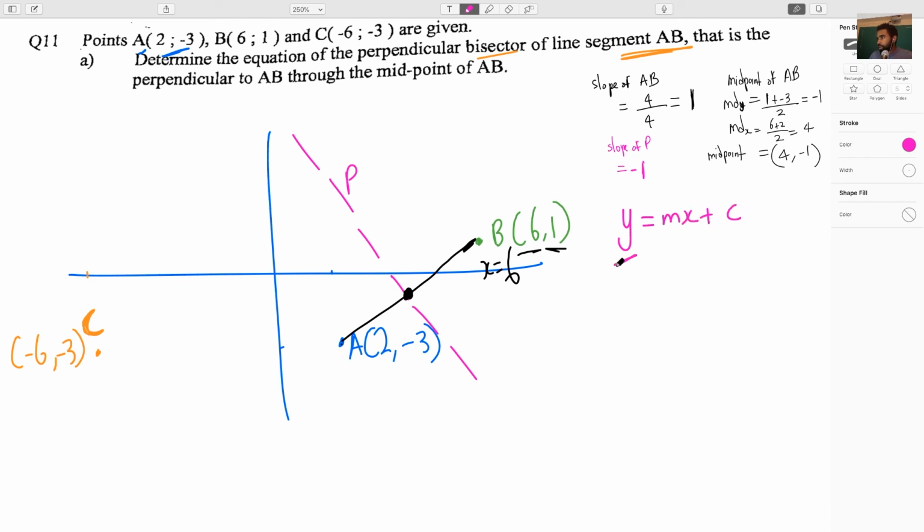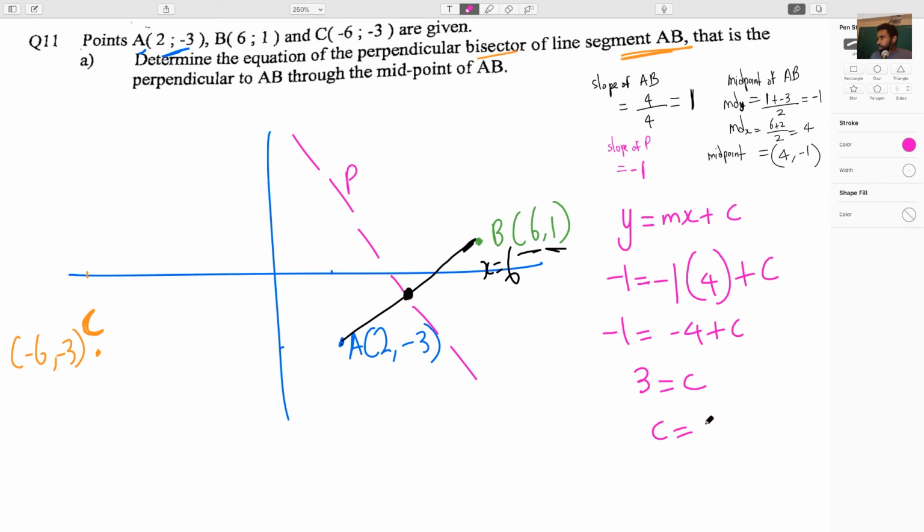So we plug in a y from the midpoint, which is -1. So we have -1 is equal to, we plug in our slope, which is also -1, we plug in our x, which is 4, plus c. So then we have -1 is equal to -4 plus c. And therefore we have that -1 plus 4, which is 3, is equal to c. So our intercept is 3.